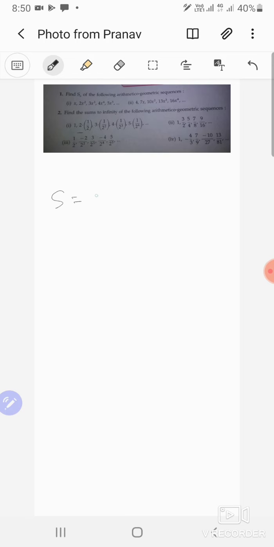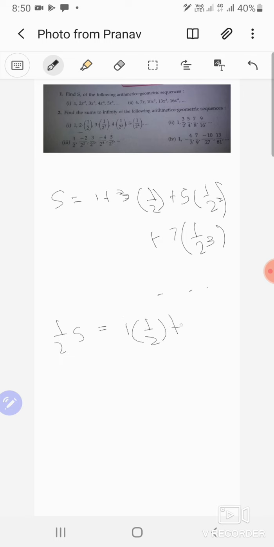So S equals 1 plus 3 into 1 by... wait a second, why does this look so... okay, no problem, these are just odd numbers. So 5 into 1 by 4 plus 7 into 1 by 8, which is 1 by 2 cubed. This is supposed to be 1 by 2 squared, keeps going like that. Okay, so half S is going to be 1 into 1 by 2 plus 3 into 1 by 2 squared plus 5 into 1 by 2 cubed, keeps going like that.